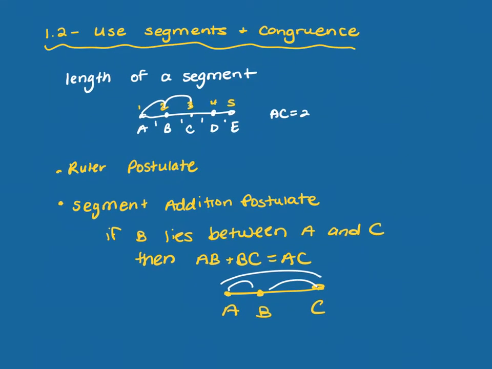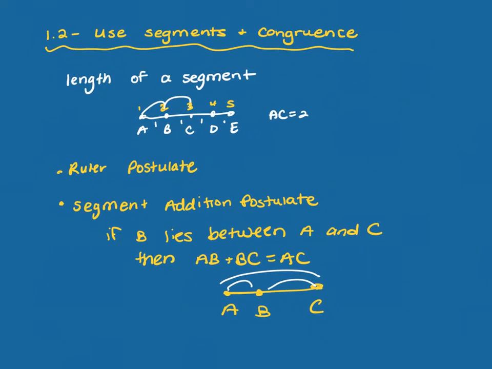And then the last thing that we talked about in section 1.2, which is also super important, is what does congruent mean? And remember, congruent means the same size and shape. So two segments that are congruent would have the same length.